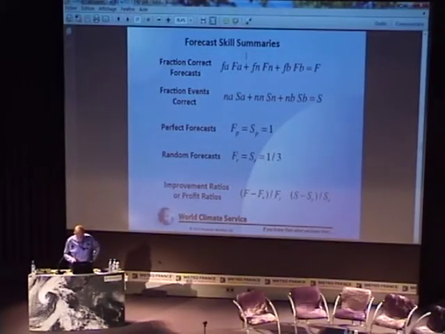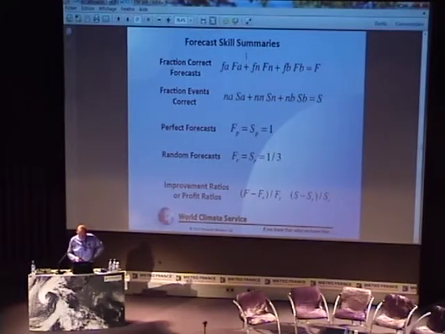If you go down the diagonals, then the perfect forecasts have a fraction correct and a success ratio of 1. Random forecast would be 1/3. If it were a random ternary forecast, then 1/9 of the forecasts would be in each of the boxes. And so you go down the diagonal of correct forecasts, you add up to 1/3.